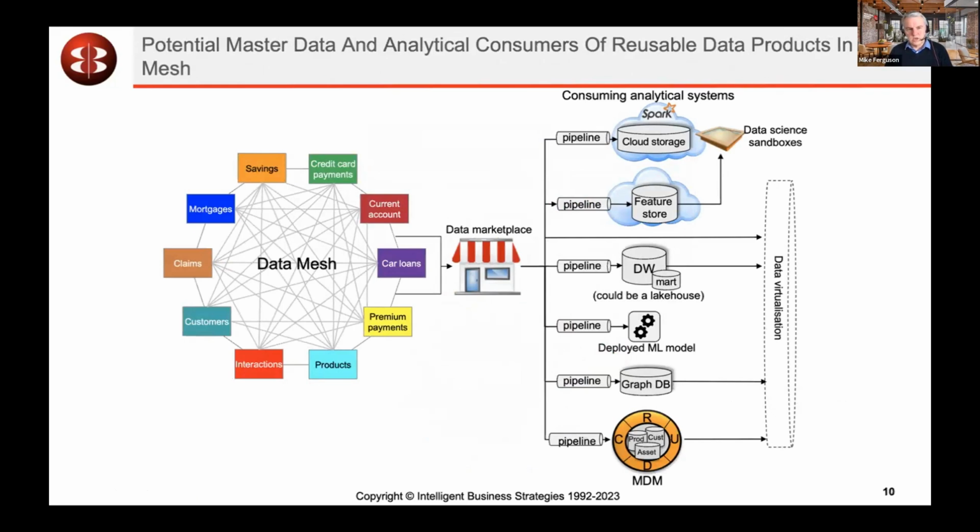And of course, these data products can be published in a marketplace. They can then be consumed and used to build different kinds of analytical systems supporting different kinds of analytical workloads. So you could use them to build data warehouses. You could use them to build graph databases. You could use them to build a single machine learning model or a feature store supporting features for multiple different machine learning model initiatives in data science. You could use it to produce master data products, which can then be stored in an MDM system.